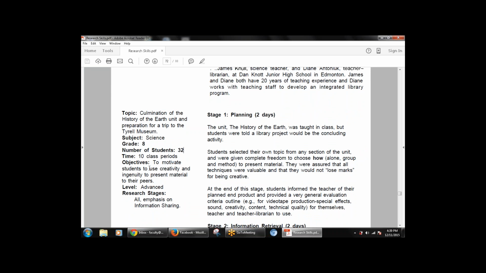So 10 class periods are allotted, whether they are of 30 minutes or 45 minutes depends on the school. Then what is the main objective? To motivate students to use creativity and integrity to present the material to their peers. Then what is the level? That is advanced level. What are the research stages? It is available at all the stages, but the main emphasis is on information sharing.